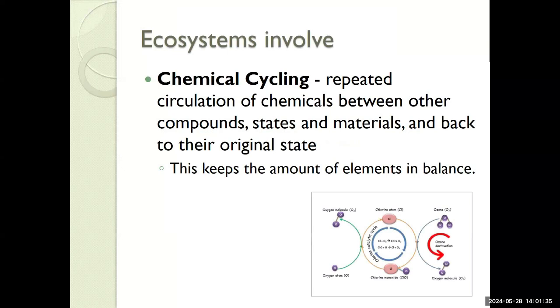Let's look at the repeated circulation of chemicals between compounds, states, and materials, back to their original state or through organisms. The idea here is chemical cycling keeps the amount of particular elements in balance and available to the ecosystem.